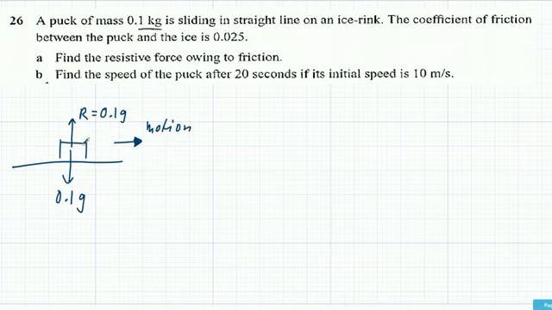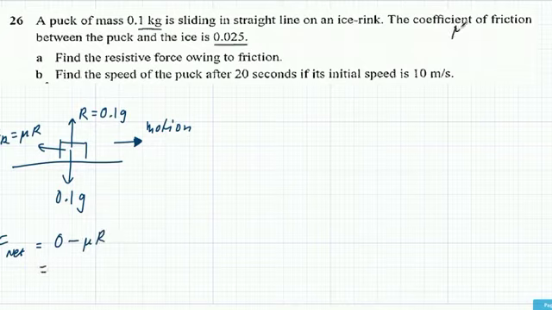All right, it's actually still moving, and all it's doing is slowing down with a friction force. Now that friction force, remember, is mu R. So in this case, if we look at the net force acting on this puck, we have no force pushing, but we have a resistive force, mu times R. Now we know that the coefficient of friction mu is 0.025. So we have 0 minus 0.025 R, which is 0.1 g.